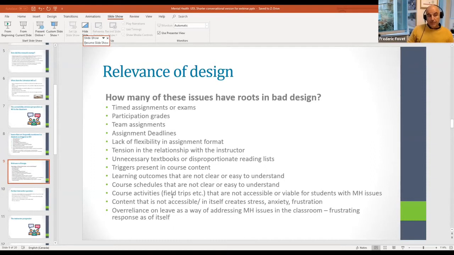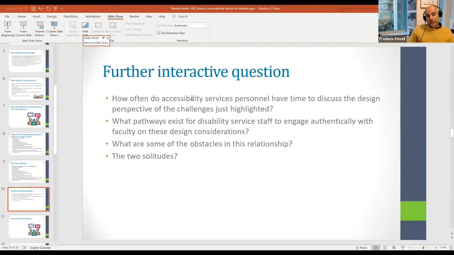So this is a really potent thing, right? We have accessibility and disability services being on the front line and seeing all of these complaints, and being able to tangibly quantify how many of these issues actually are related to bad design. And yet, I'm going to leave you some open questions.